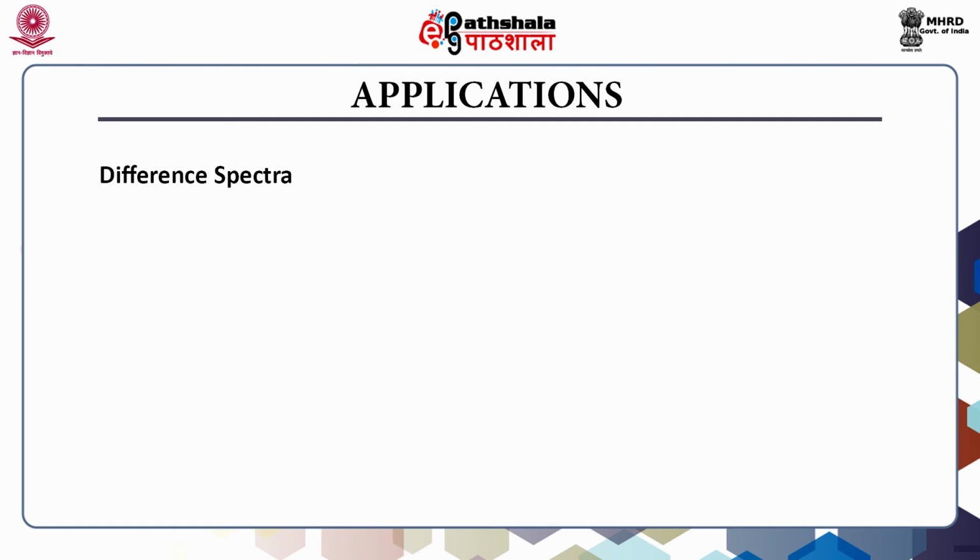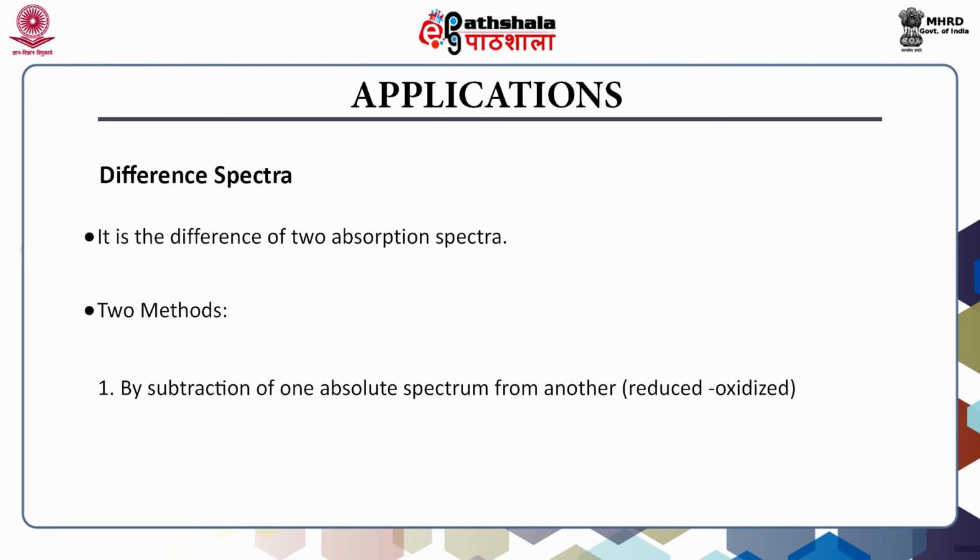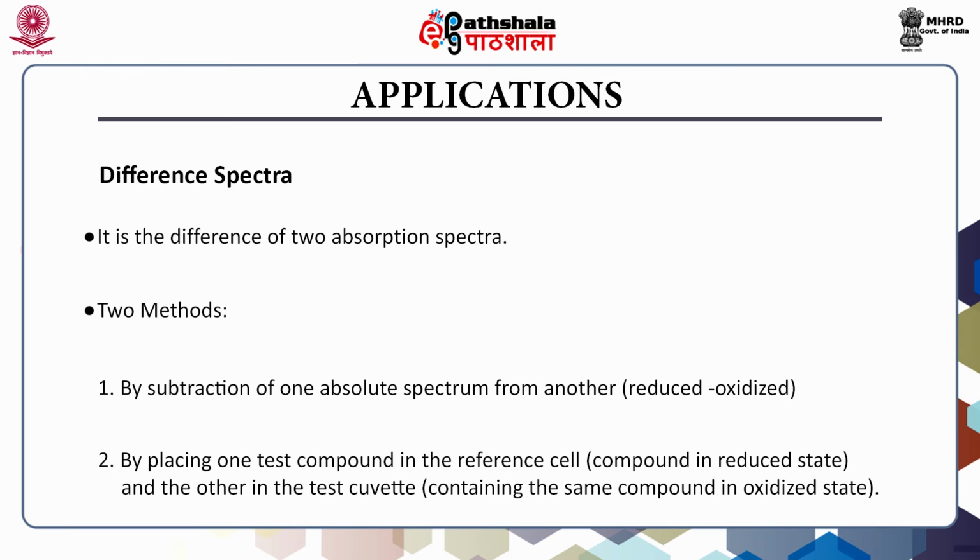A difference spectrum is the difference of two absorption spectra. There are two methods of obtaining the difference spectra. First, by subtraction of one absolute spectrum from another. Second, by placing one test compound in the reference cell containing the compound in reduced state and the other in the test cuvette containing the same compound in oxidized state.